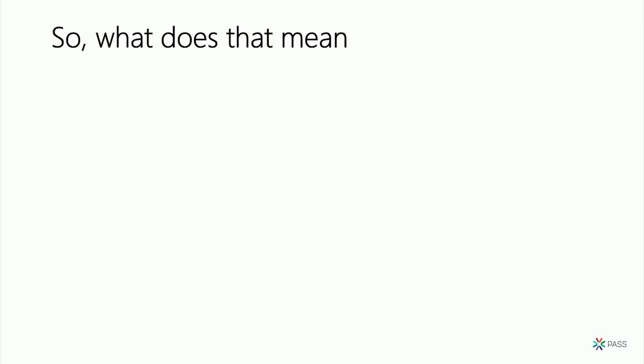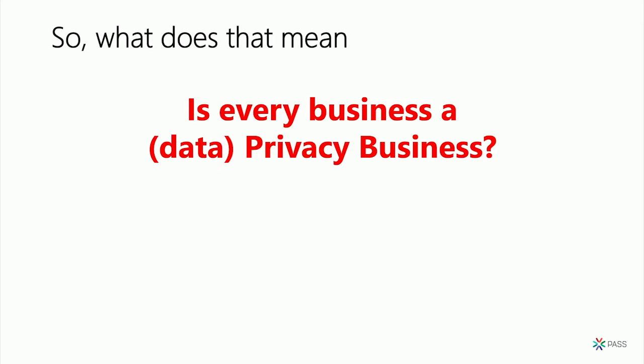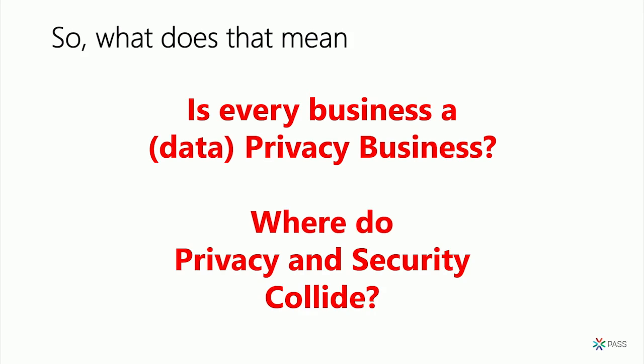So we've got to look after all of that data. And just looking after that data brings its own problems with it as well. So what does all that mean? Is every business a data privacy business? Well, potentially it is a data and privacy business. And where does privacy stop? And where does security begin?